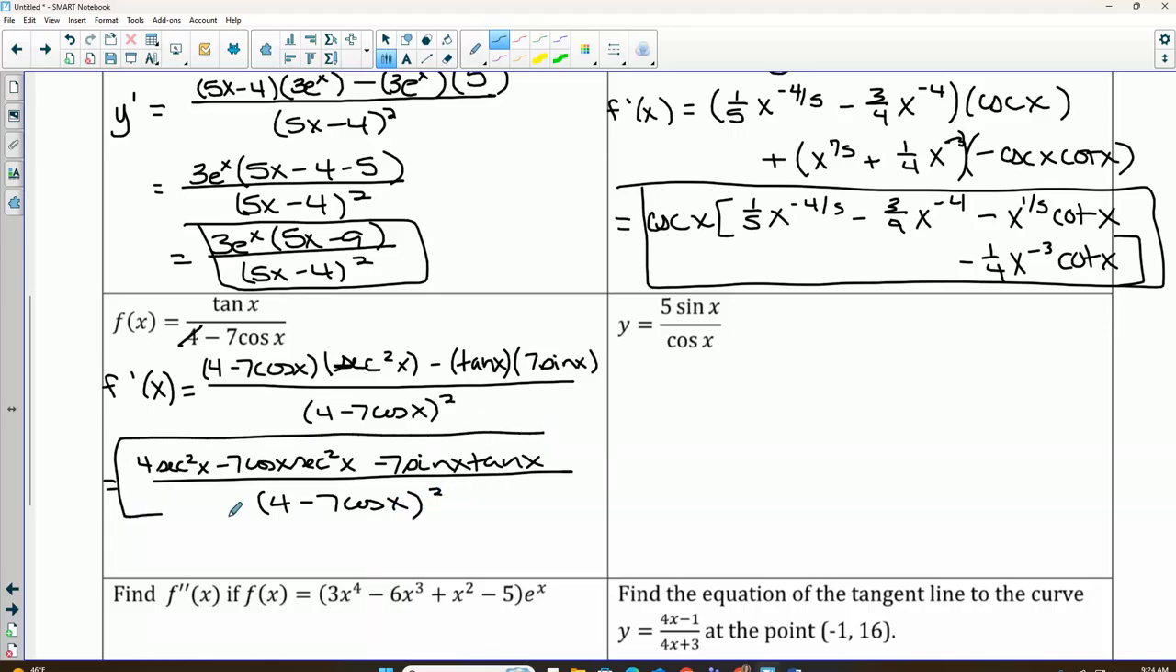So that's really all I would expect on that one. Next one. What should we do? Want to do quotient rule? Okay.